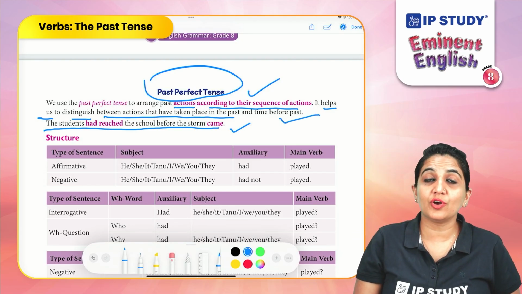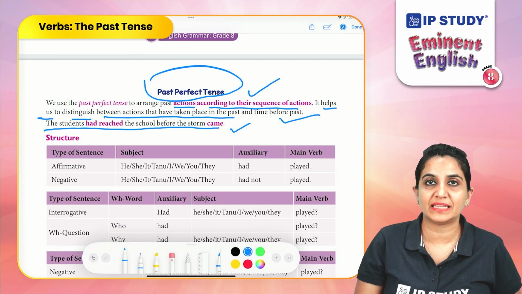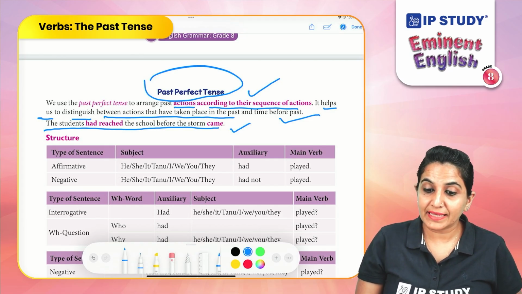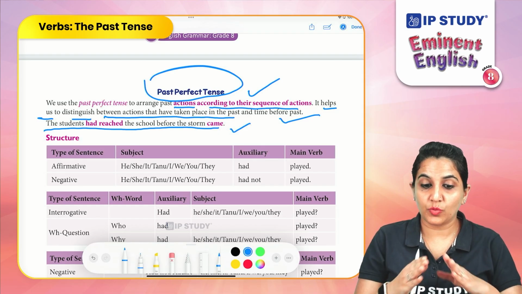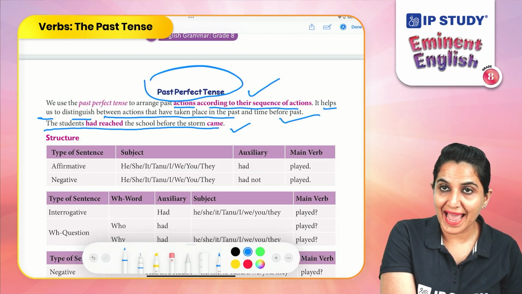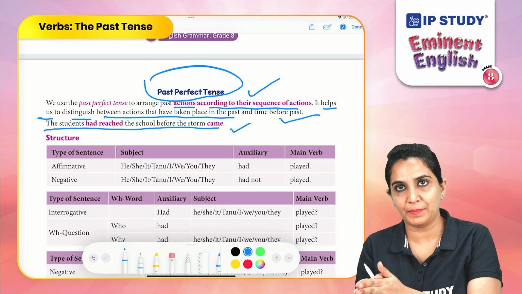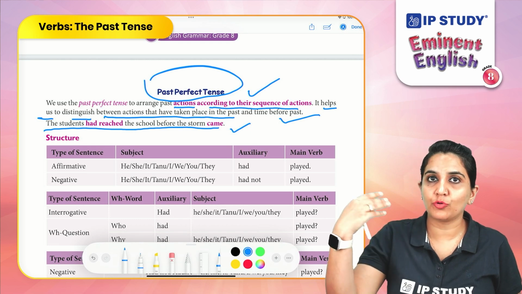So they help us to distinguish between actions that have taken place in the past and the time before the past. They also express the actions that have been done in the past. But what is the major difference between the actions that have taken place in the past and the time before the past? Like the student had reached the school before the storm came.